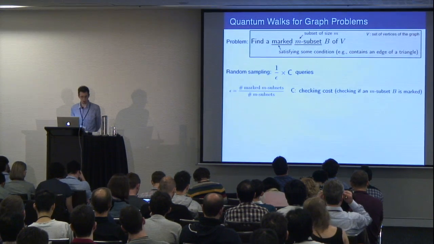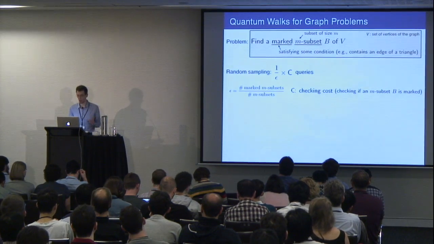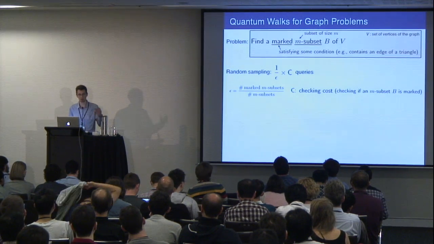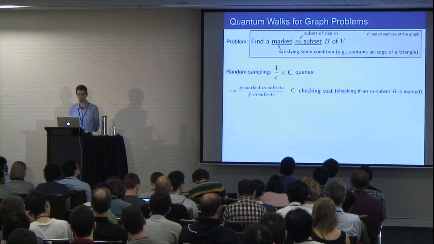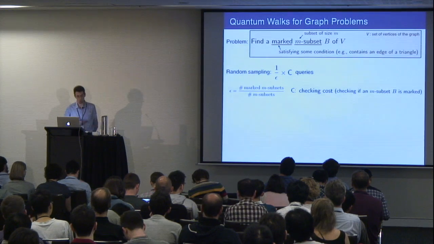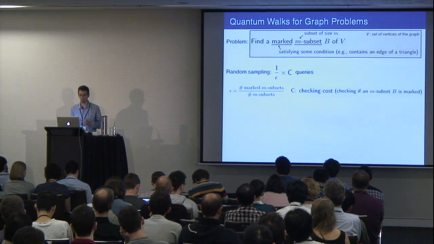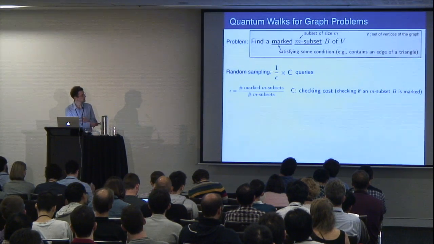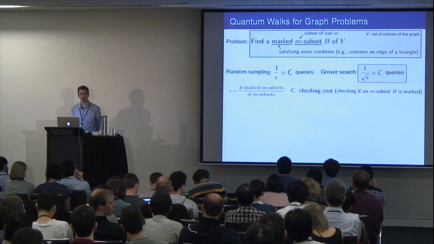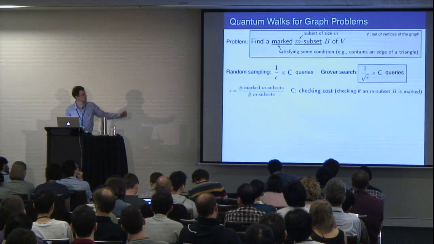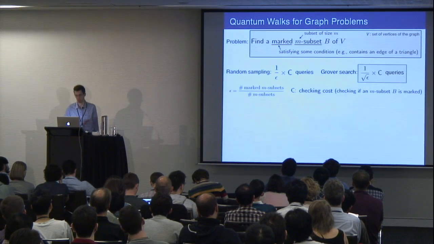And the first thing that we can try to do to solve this problem is to use classical random sampling. So you take a random M-subset, you check if it is marked, and if not, you take another subset, and again, you repeat this. And the number of repetitions until finding a solution will be 1/epsilon, where epsilon is the fraction of marked subsets. Okay? And for each sample, you will need to check whether it is marked or not. So the overall complexity will be 1/epsilon times C, where C is the cost of checking if one subset is marked. Now you can do better by using Grover search, or more precisely amplitude amplification. You can obtain a quadratic speedup for the first term here.